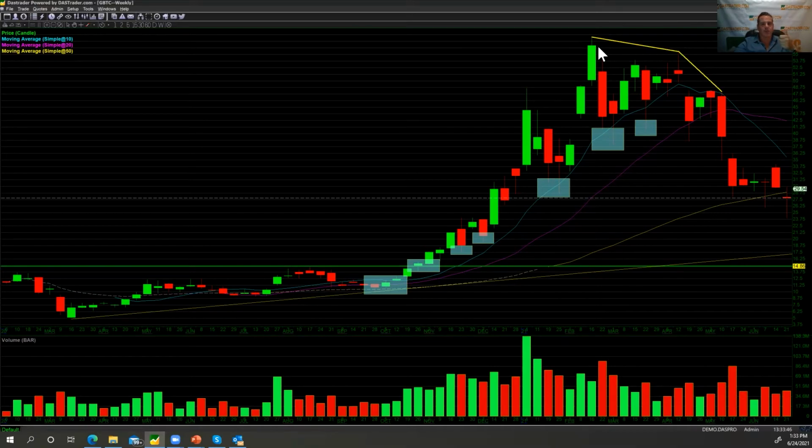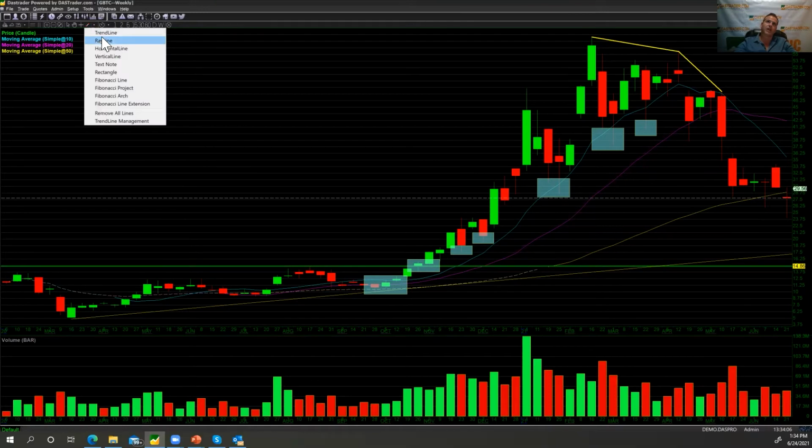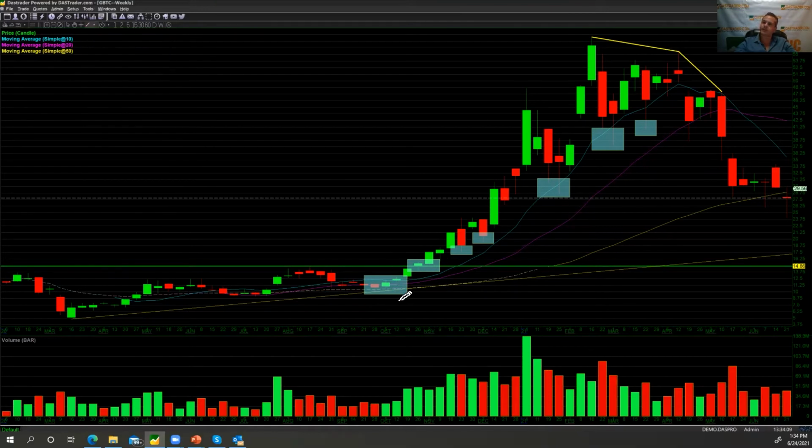So if the market fails to make a higher high, it will make a lower low. Boom, there's your lower low. Market fails to make a higher high, it will make a lower low. The uptrend is officially dead. Okay, the uptrend line has been broken and it's officially dead.